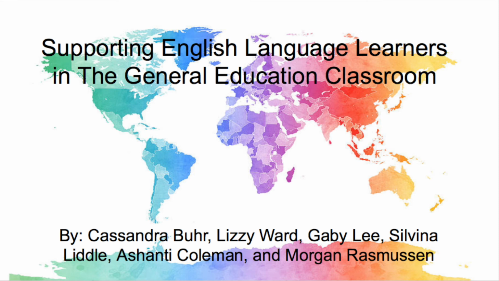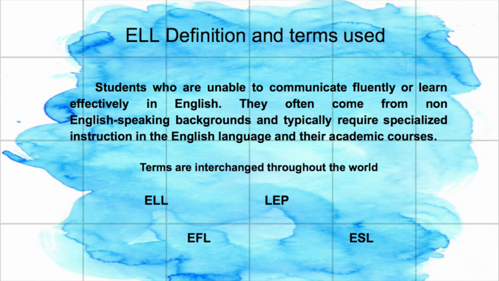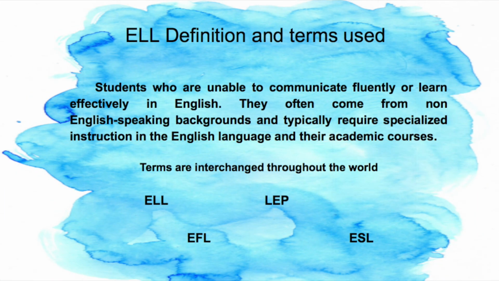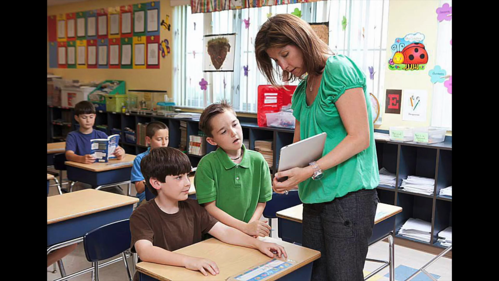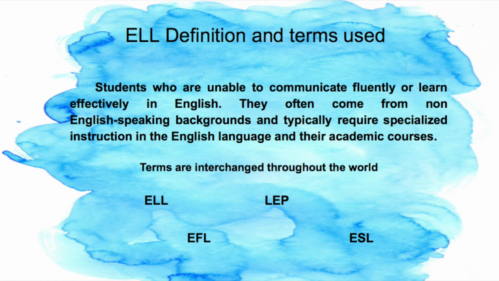The topic we will be presenting about will be supporting English language learners in the general education classroom. The definition of an ELL, or an English language learner, is a student who is unable to communicate fluently or learn effectively in English. They often come from non-English speaking backgrounds and typically require specialized instruction in the English language and their academic courses. The following terms are interchanged throughout the world.